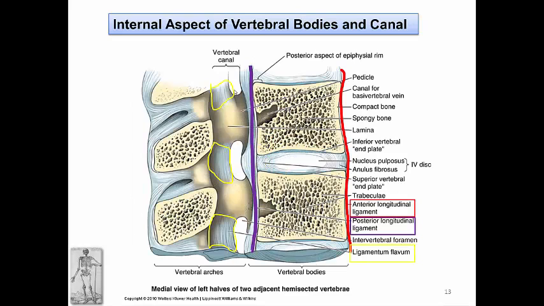Now, if we want to have a look at the internal aspect of the vertebral bodies and the vertebral canal, we can get a better appreciation of the ligaments that are involved in this as well. Highlighted here in red is the anterior longitudinal ligament, which is a fibrous band that goes along the entire anterior surface of the vertebral bodies, and also, of course, the associated IV discs. What it does is actually it traverses from the pelvic surface all the way onto the sacrum to the anterior tubercle of C1, including the occipital bone, but it'll limit the extension of the vertebral column.